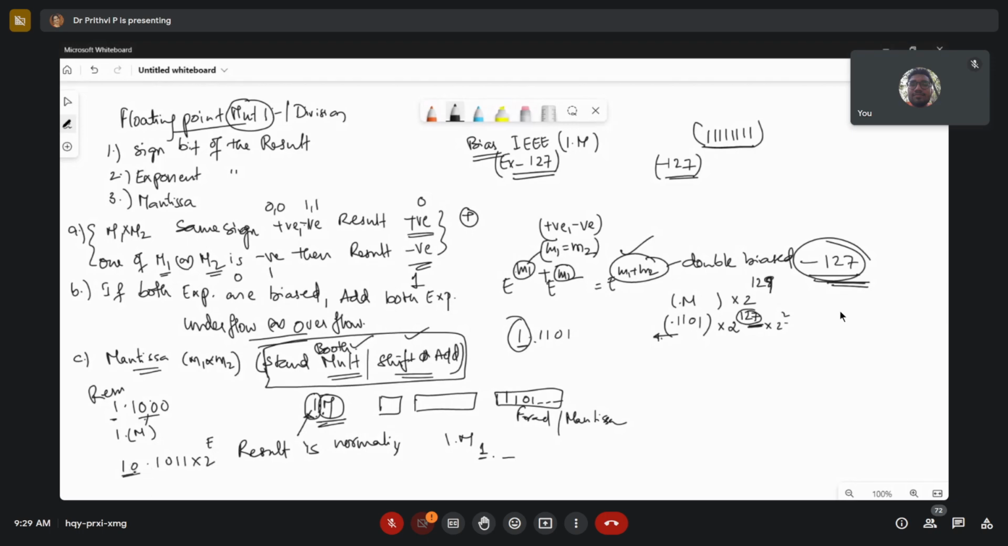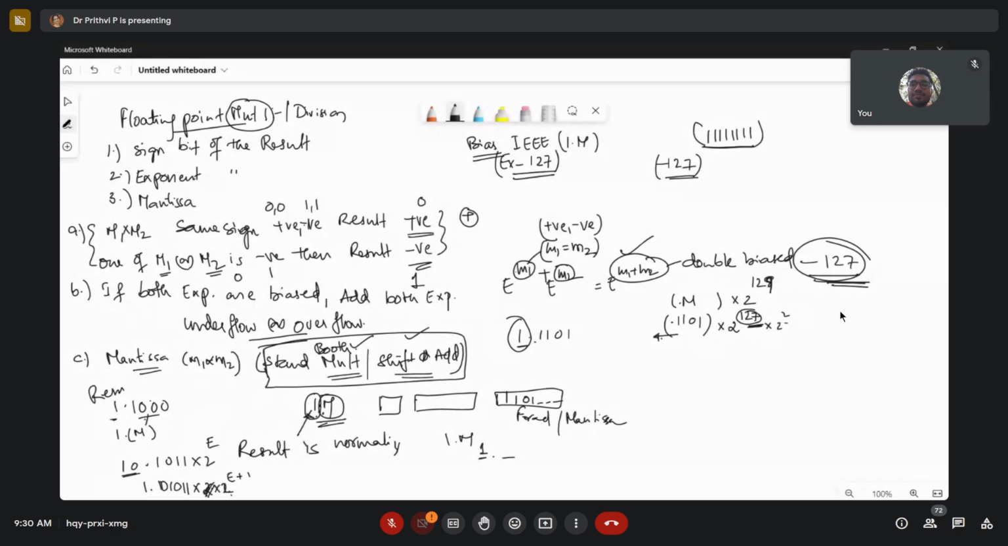That means one bit should be shifted towards the right. When you are moving this towards the right, you have to see whether you increment or decrement. Something like this. Now when you put this in 1.m format, this will be 0 1 0 1 1 as the result, and the exponent will be incremented: 2 power e, so this will be e plus 1 if you take this out.